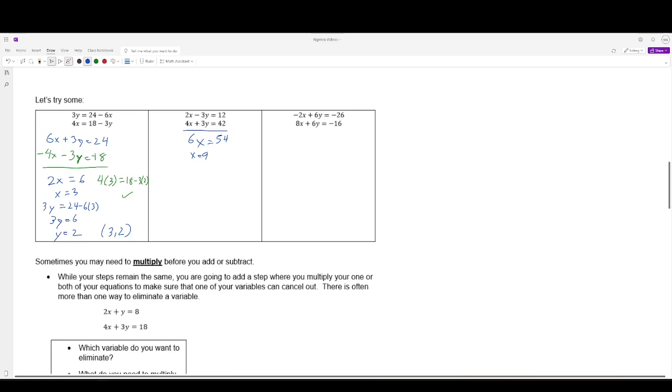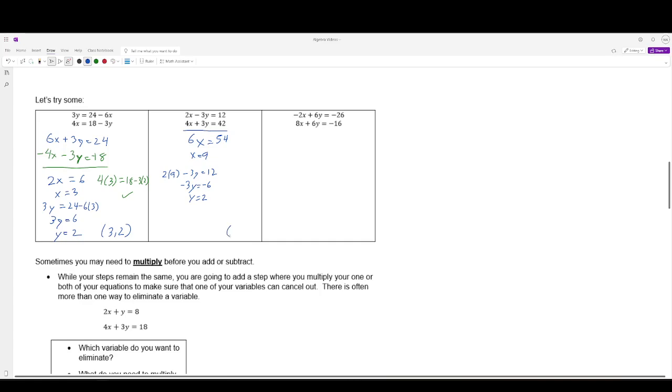We plug that back into one of the equations, let's say the first one. So 2 times 9 minus 3y equals 12. This is 18, so I'm going to subtract 18 from both sides. So that equals negative 6. Y is equal to 2. We go back and plug that in to the first equation. So we get 2x minus... Wait, we already plugged in. Sorry, wait.